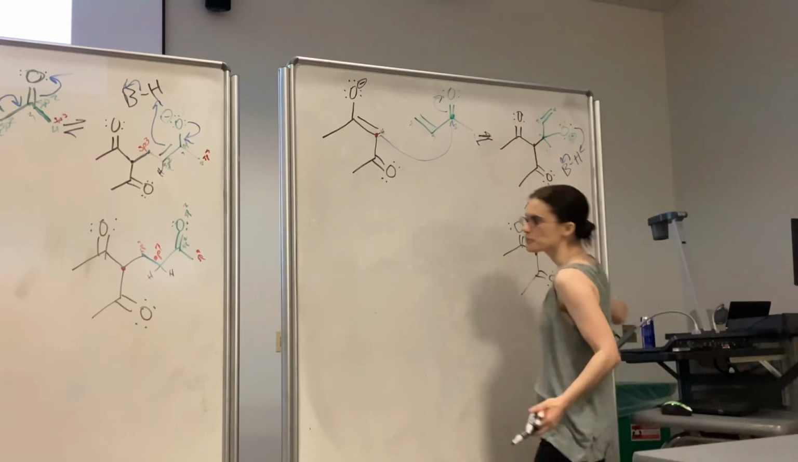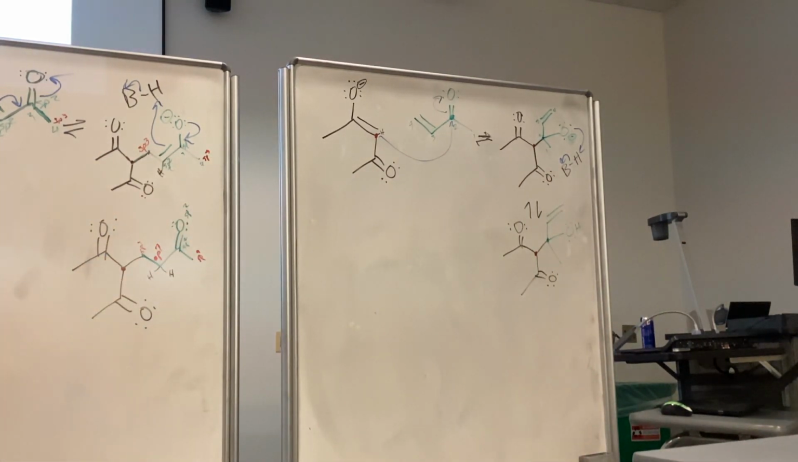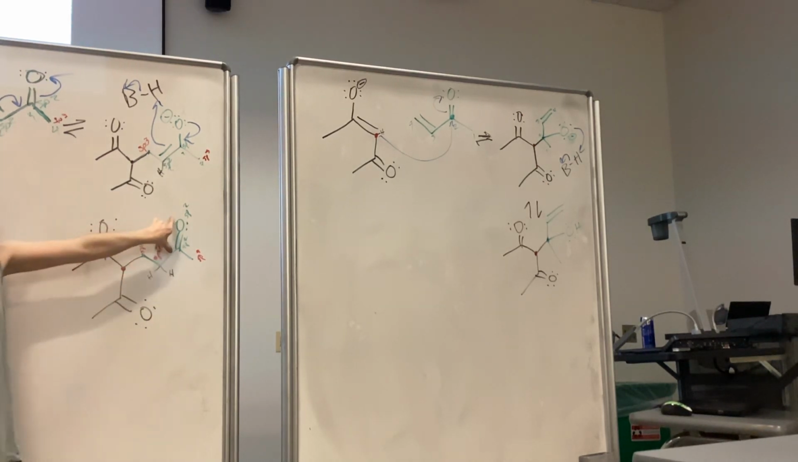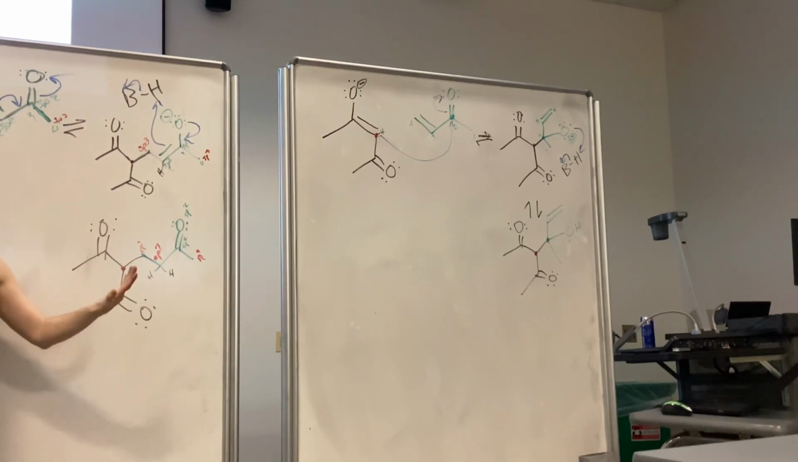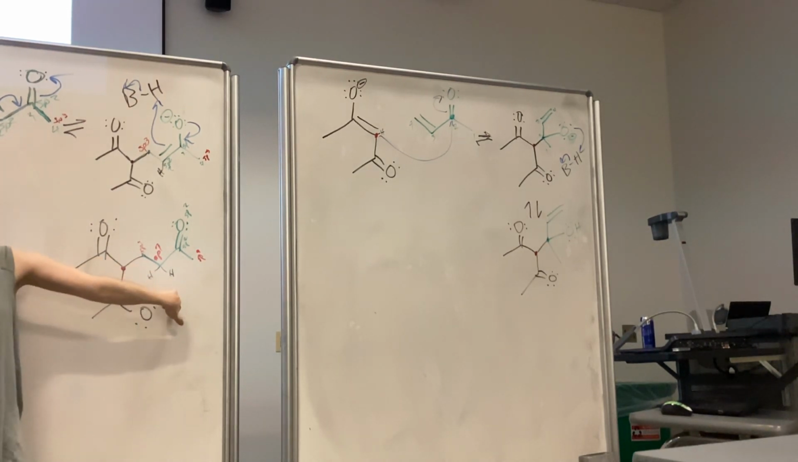So, which one's more stable? New way or old way? There's a lot to look at, but what's the one thing we care about? Reforming the CO double bond, right? Because a CO double bond is more stable than two CO single bonds, more stable than a CC double bond, more stable than a bunch of other stuff. So this guy's gonna be favored, right?